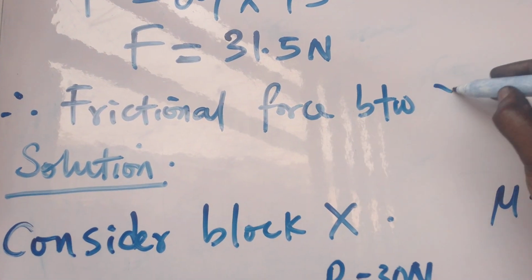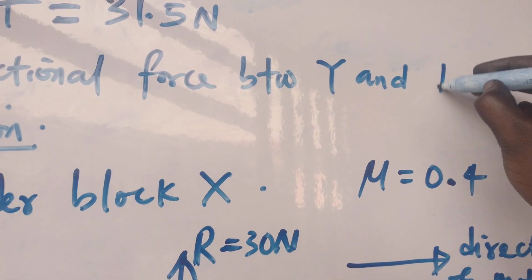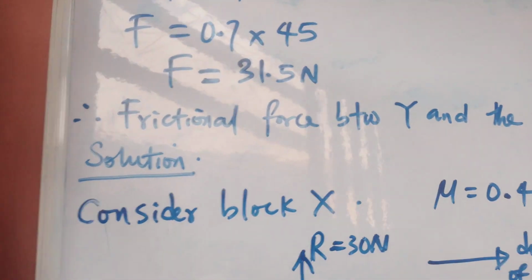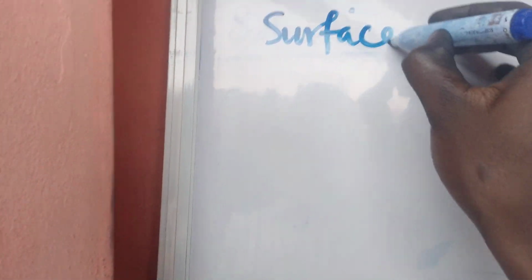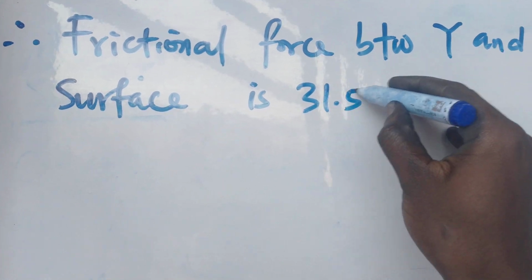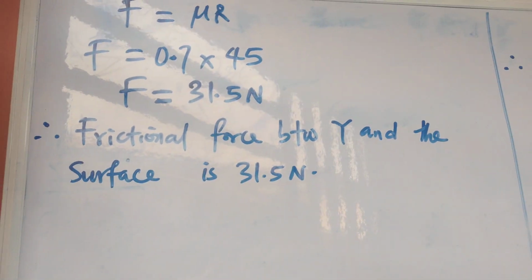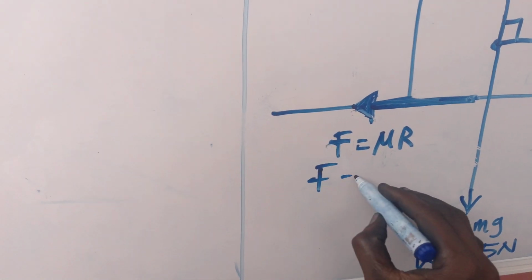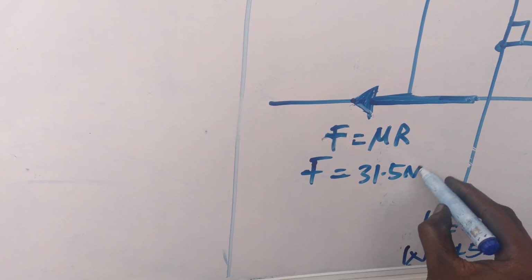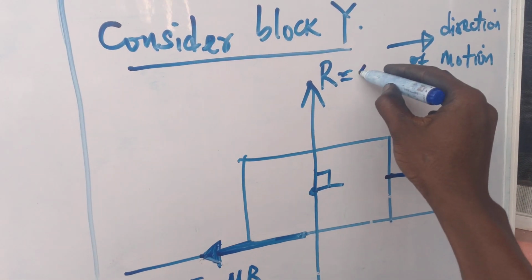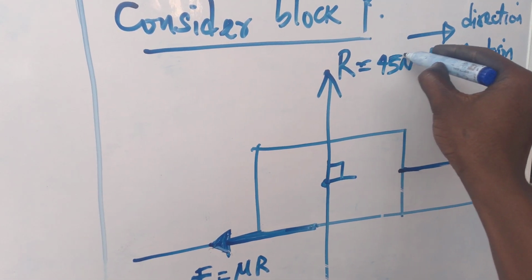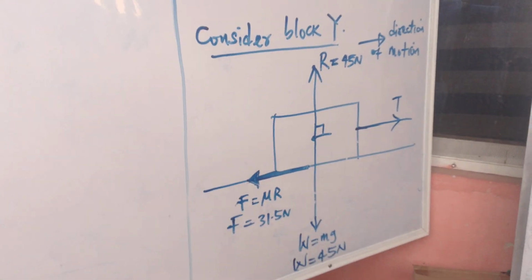Okay, so therefore, the frictional force between Y and the surface is 31.5 Newton. So I can indicate it there that F is equals to 31.5 Newton, and the normal reaction is equals to 45 Newton. 45 Newton, F is 31.5 Newton.